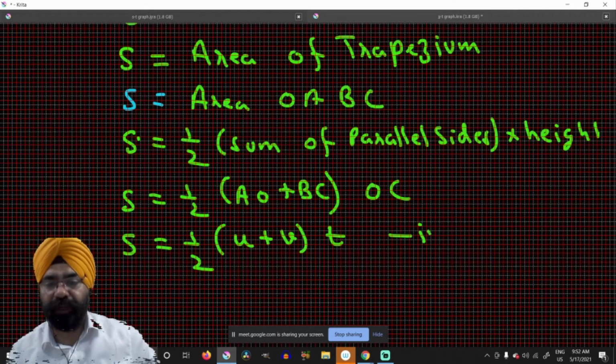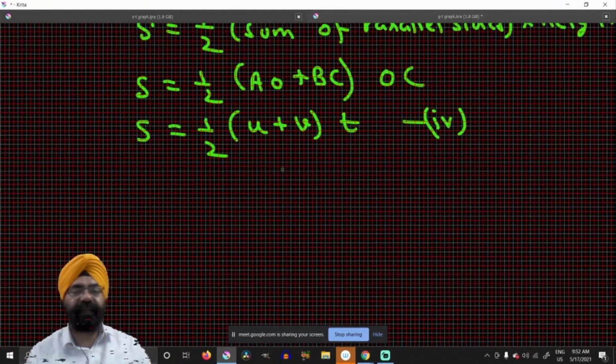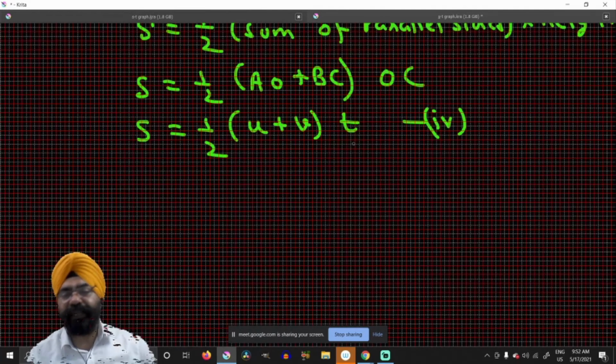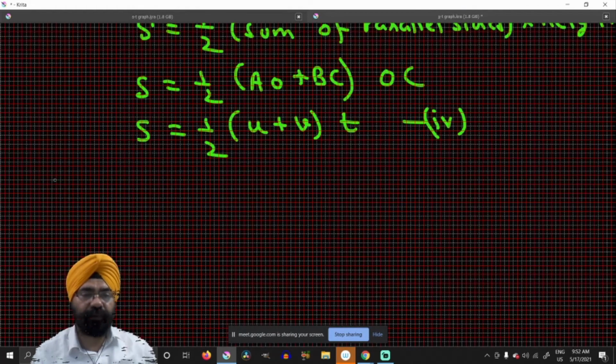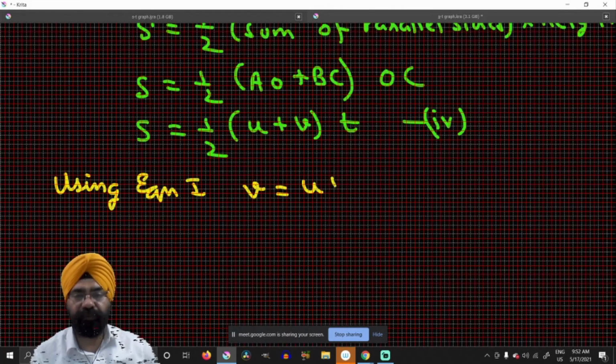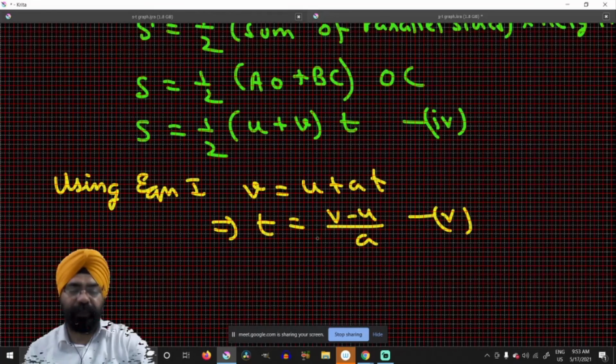Now this is our equation 4. But we haven't reached where we wanted to. We know that T has no place in the position velocity relationship, correct? So we need to remove this T. So we go to equation 1. What was the first equation? V is equal to U plus AT. So it implies that T is equal to (V minus U) by A, correct? Yes, sir.